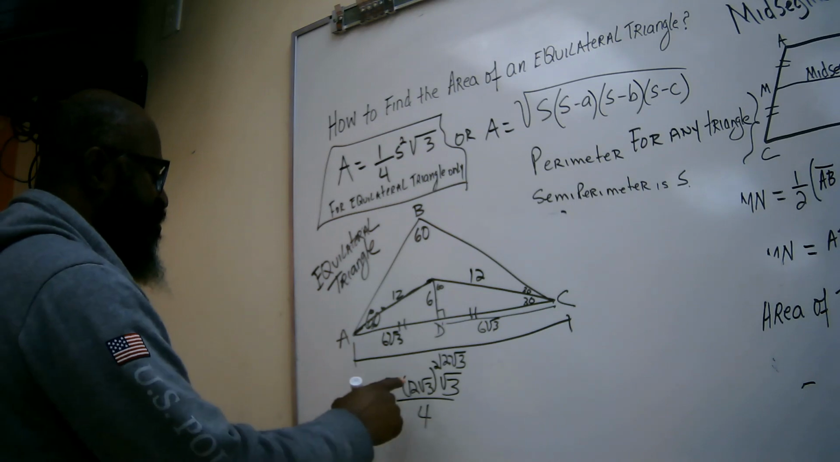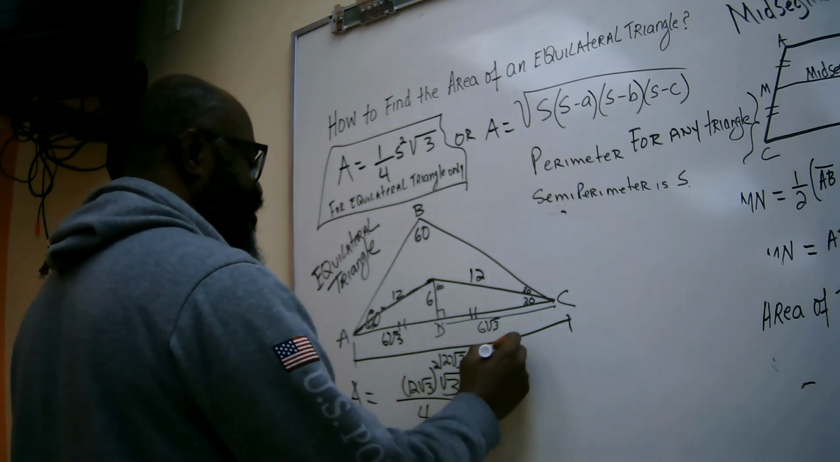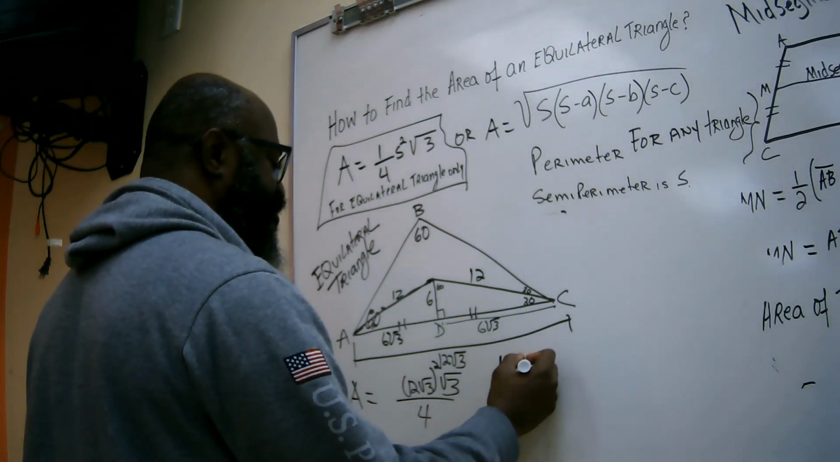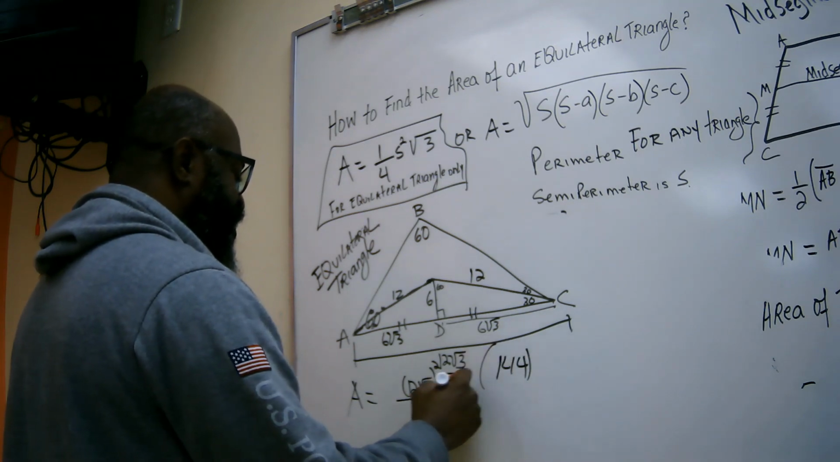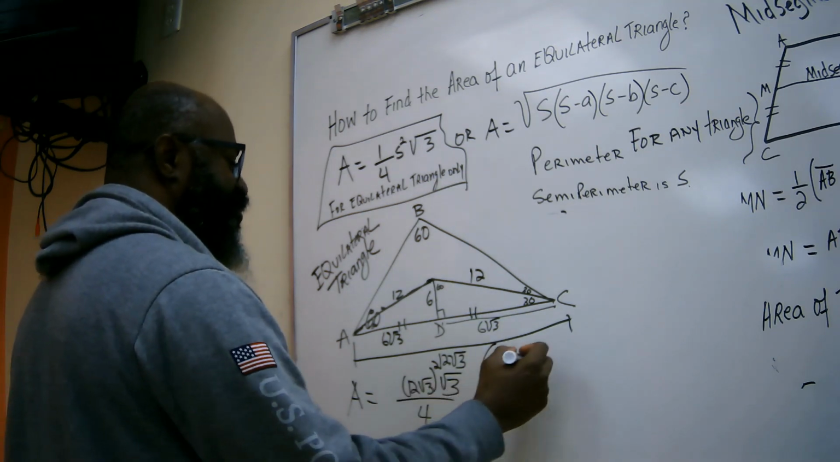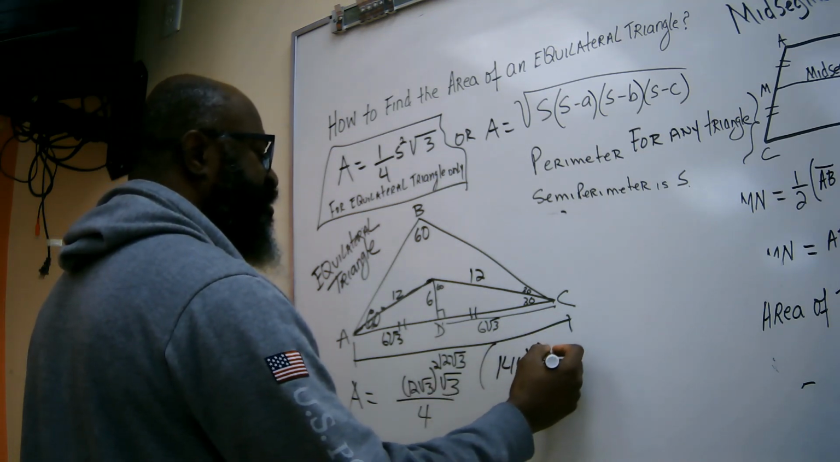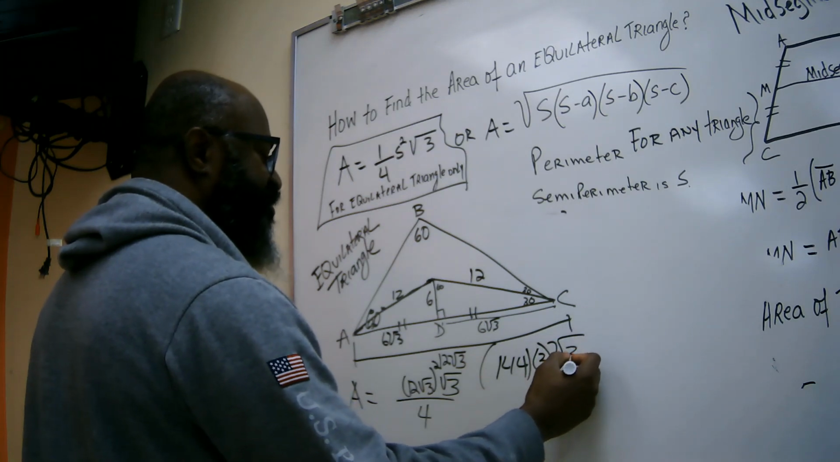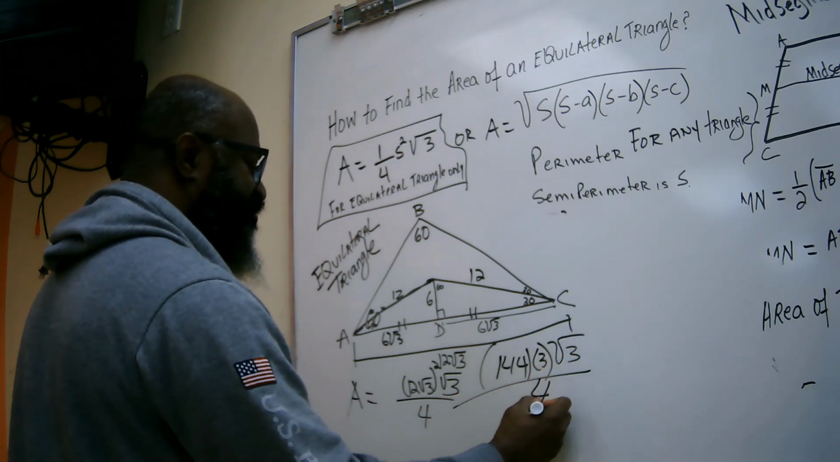Alright, let's work with that mess. If I square 12, that's going to give me 144, times the square root of 3 squared, which is 3, and times square root of 3, everything over 4. Now we just have to simplify that.